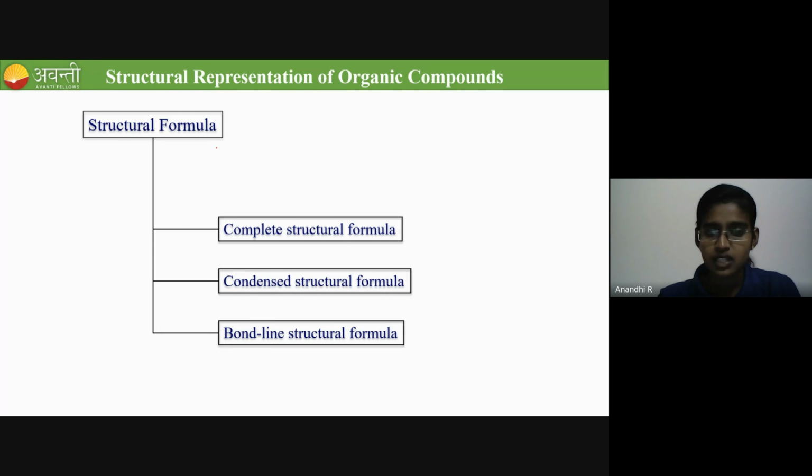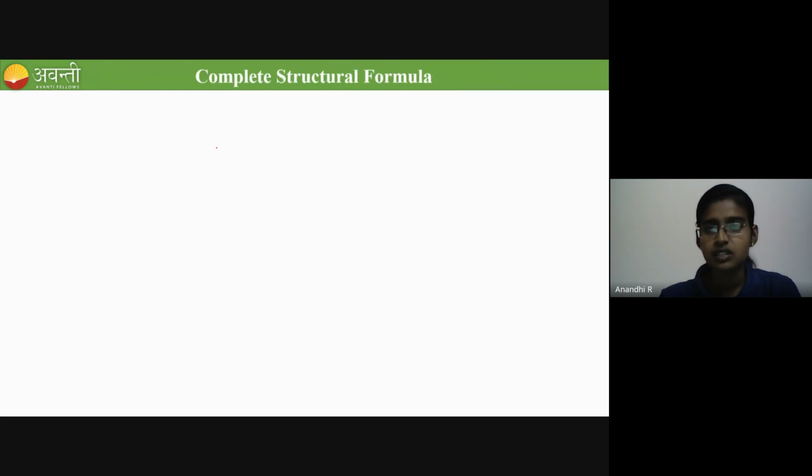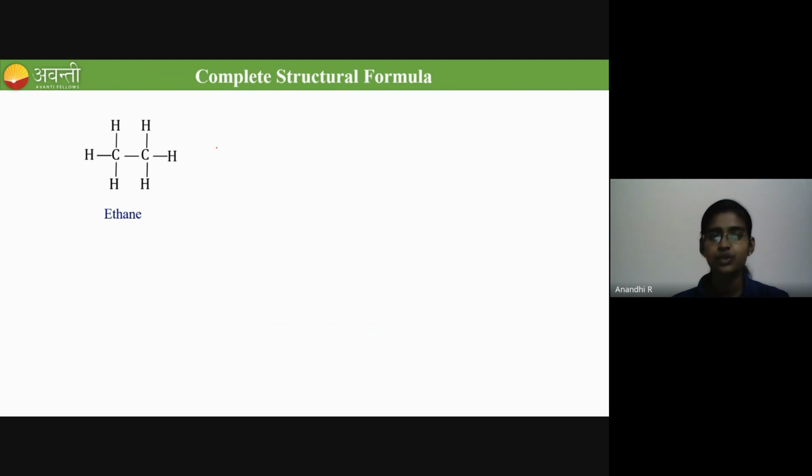So coming to the complete structural formula, you can see an example shown to you on the screen, which is ethane. In case of ethane, the formula is C2H6, right? In case of complete representation, you have to write all the carbon-carbon bonds and all the carbon-hydrogen bonds in the molecule. Got it? All the bonds have to be shown in your structure. If you're showing all the bonds in a particular structure, then it is called a complete structure.